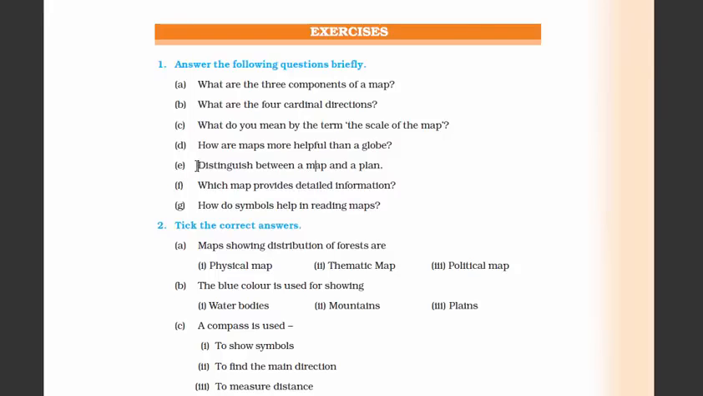Fifth question, distinguish between a map and a plan. About this question, they have done a very tricky part. In the previous page we read about sketch and a plan, so from there they picked up this question called plan, and right from page 1 they picked up this question, a map. So there's nothing to worry about. A map is a representation of Earth, whereas a plan is a representation of a small place on a big sheet.